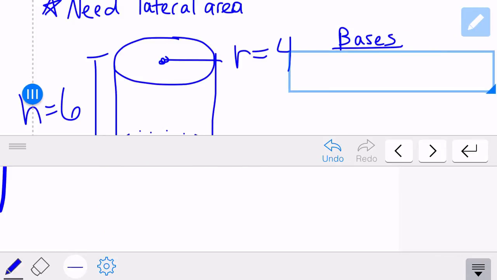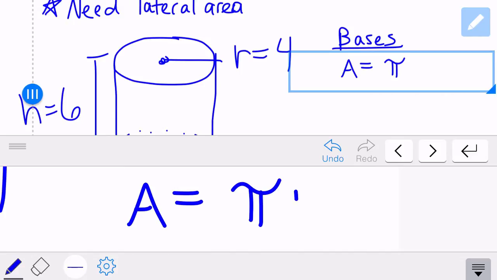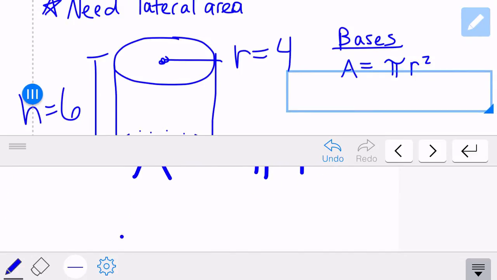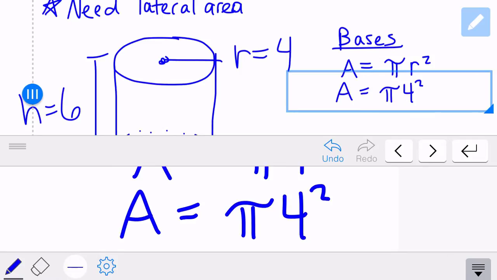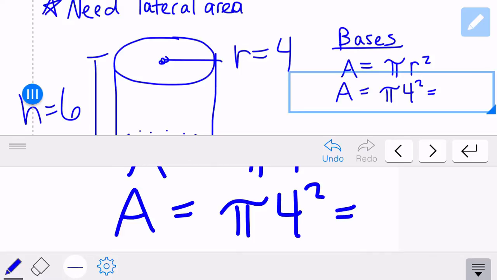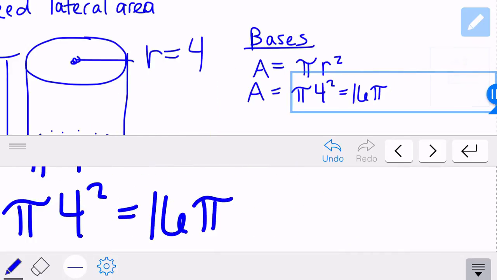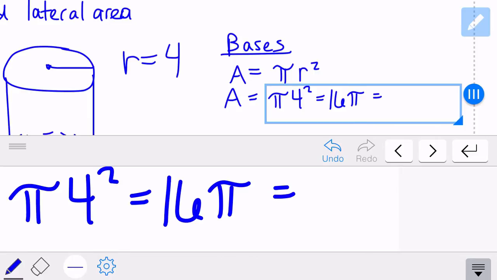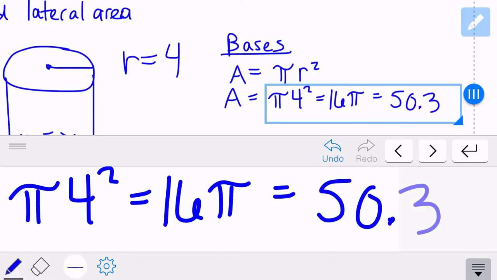These guys are circles. So what is the area of a circle? Hopefully you remember this. It should be pi r squared. So we need pi times 4 squared, which would be 16 pi. And then if we round that in our calculators to a decimal, we should get about 50.3.